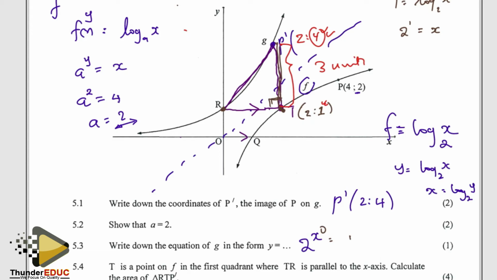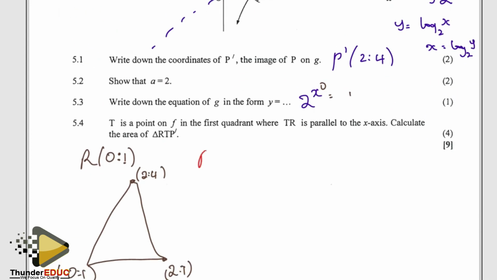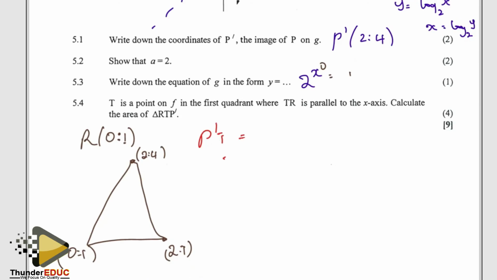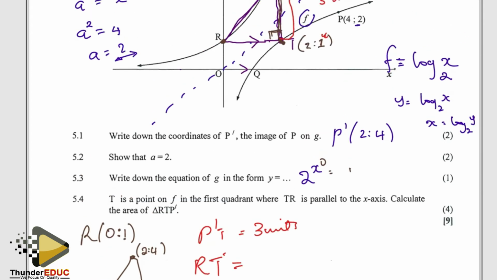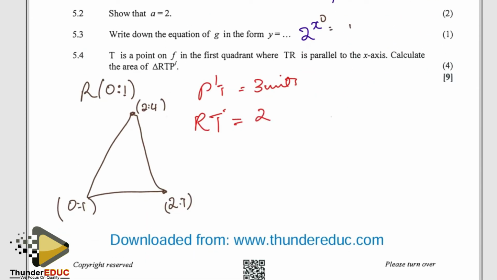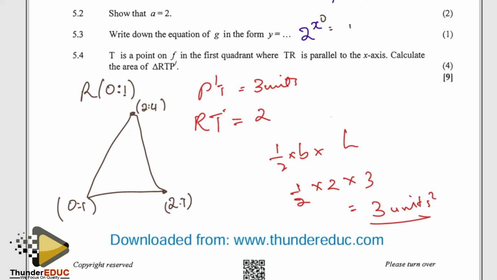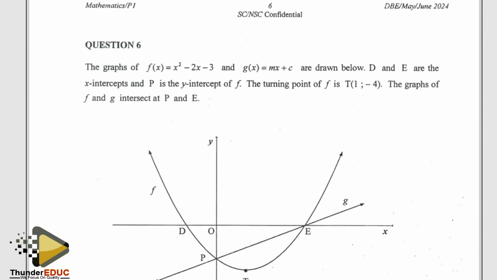Okay, so I'm going to say distance P'T, that is 3 units. And then the distance RT is going to be just 2 units from there up to there. And then all we have is just to calculate the area. So a half times the base times the height. So a half times 2 times 3. And then that gives me 3 units squared. So that is question number 5.4, as well as the entire question 5.